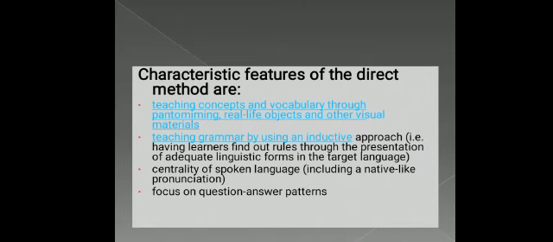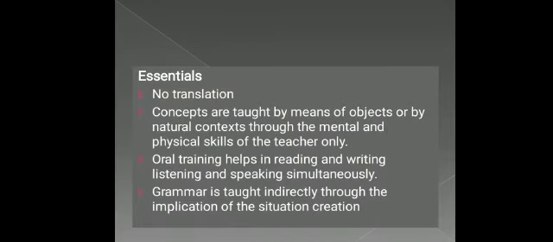Students, these are the characteristic features of the direct method. First is teaching concepts and vocabulary through pantomiming, real life objects and other visual materials. Second is teaching grammar by using an inductive approach. Third is centrality of spoken language. Fourth is focus on question and answer.